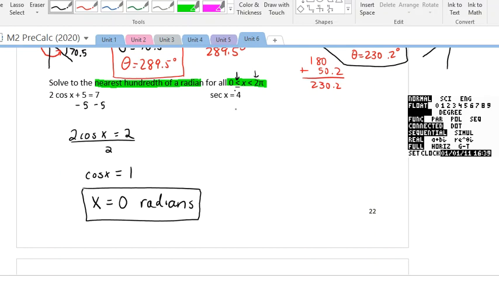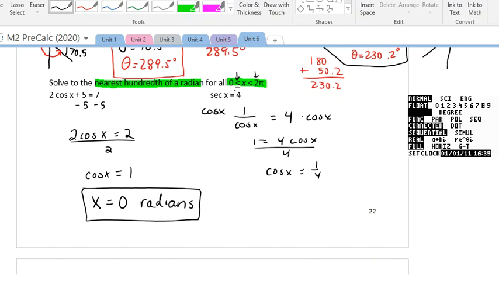All right. Next one, secant of x is equal to 4. So I'm going to rewrite that as 1 over cosine, because that's what secant is. Then I'm going to multiply both sides by cosine x. 1 is equal to 4 cosine x. So cosine x is 1/4. I could have also gotten this from the original by just writing the reciprocal and jumping straight to that, but I wanted to make sure people saw where that's coming from.